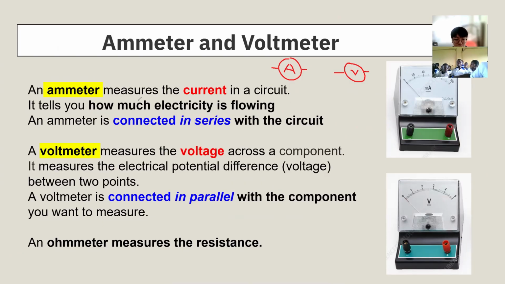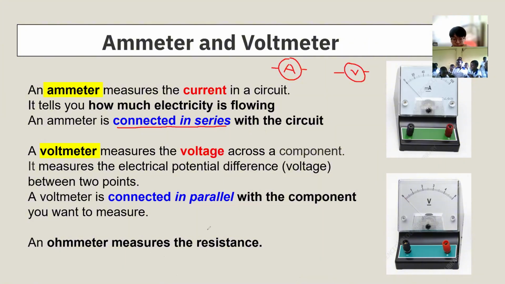So an ammeter measures the current in a circuit, and it tells you how much electricity is flowing. But always remember, an ammeter is connected in series with the circuit. That's how ammeters work. It should be connected in series, in the same path.